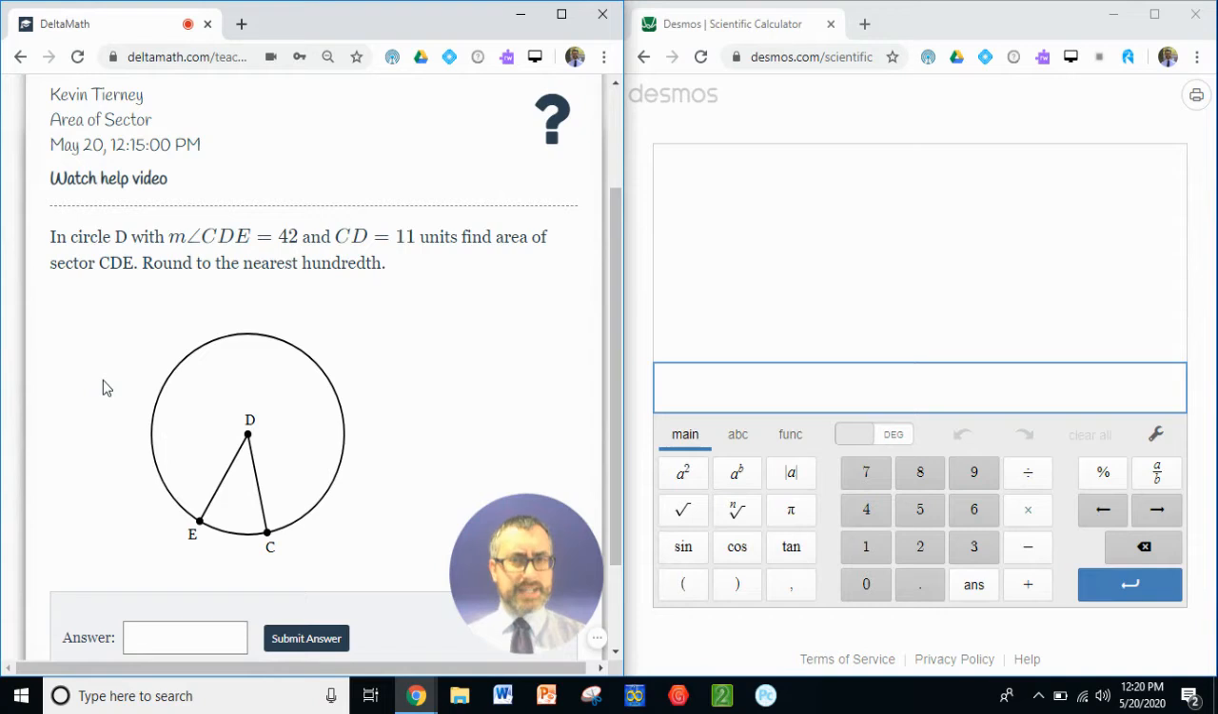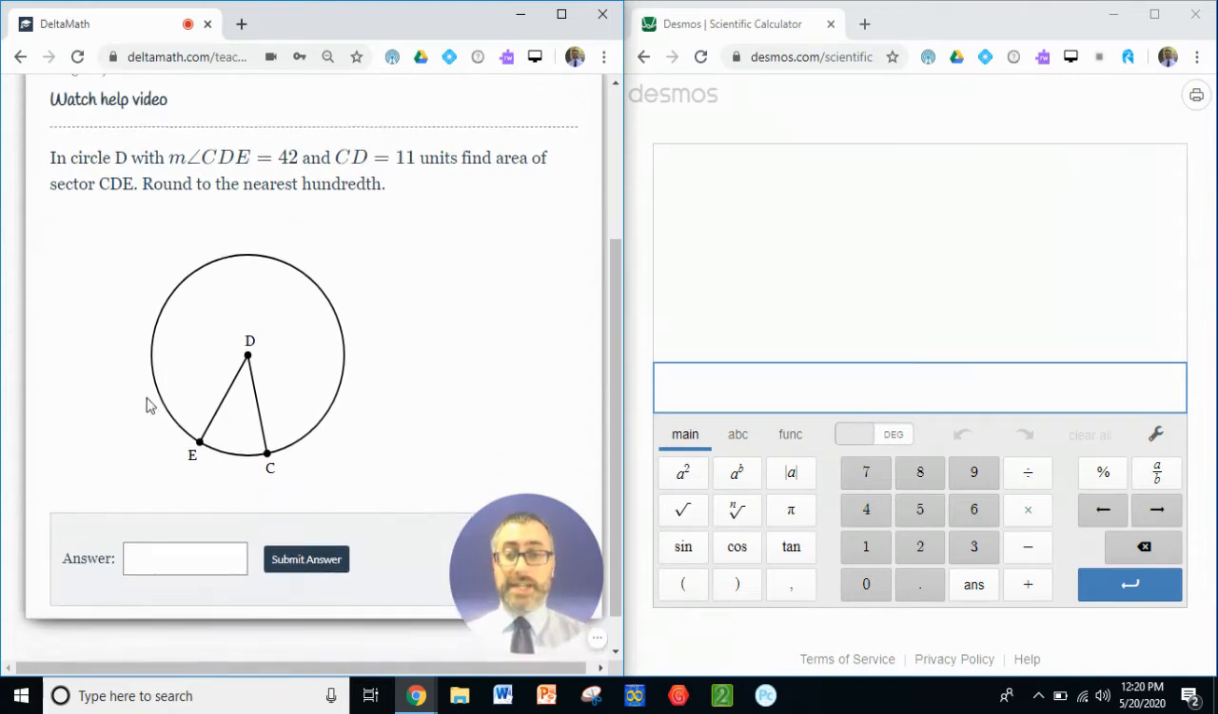Well, what's a sector? In geometry, especially with circle geometry, a sector is this wedge shape or slice shape. We're just trying to find the area of this slice. It's almost like a triangle, but it has this curved part at the end, so we can't just use the area formula for a triangle. We'll do something a little bit different.